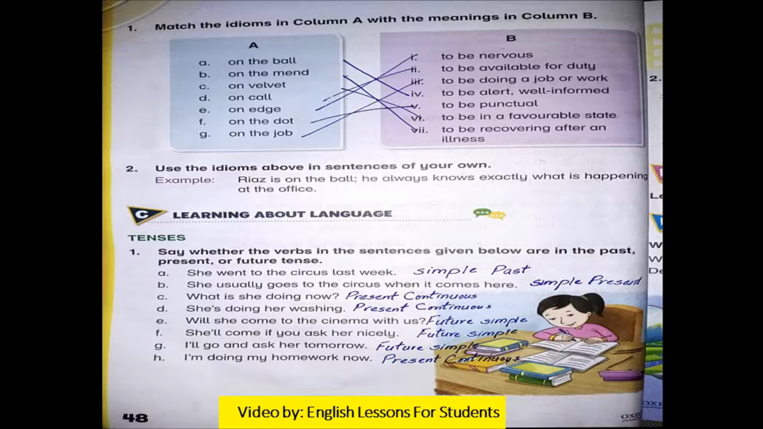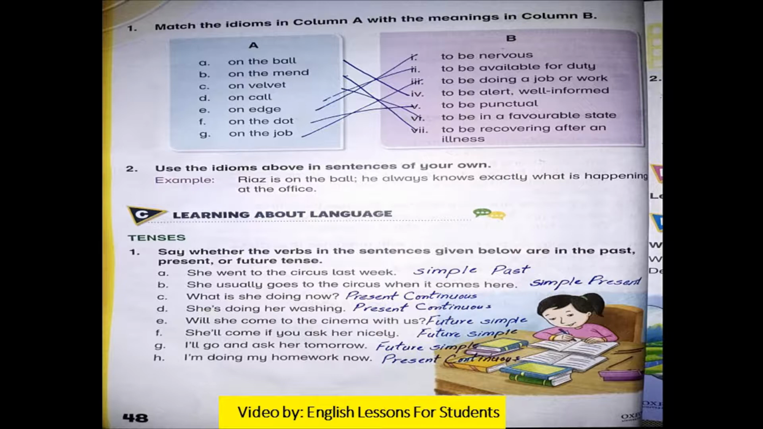C. Learning about language. Tenses. Say whether the verbs in the sentences given below are in the past, present or future tense. A. She went to the circus last week. Simple past. B. She usually goes to the circus when it comes here. Simple present. C. What is she doing now? Present continuous. D. She is doing her washing. Present continuous.